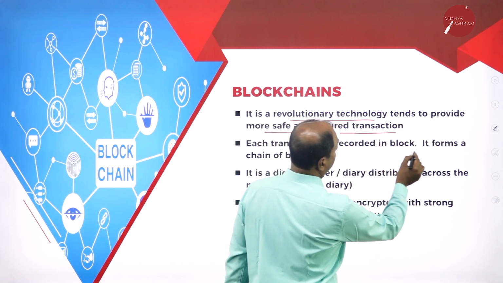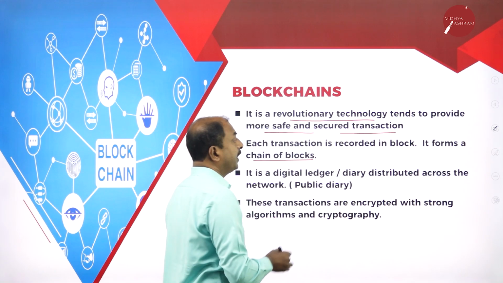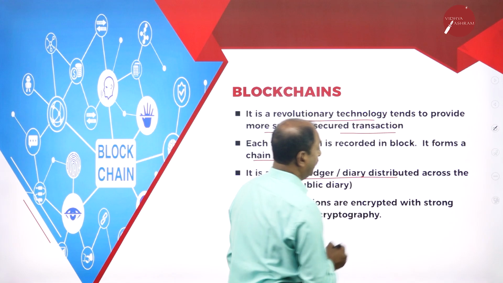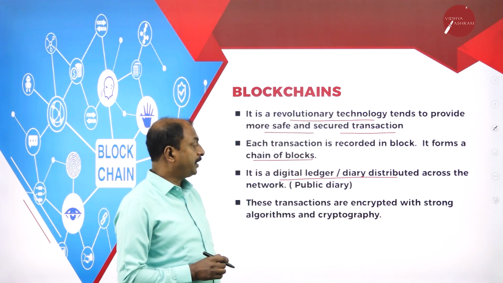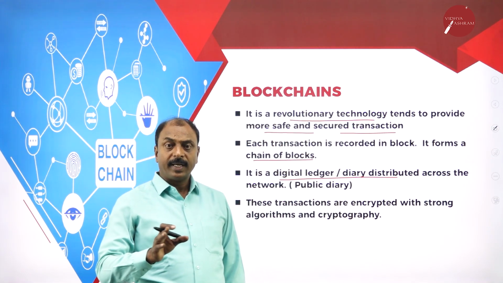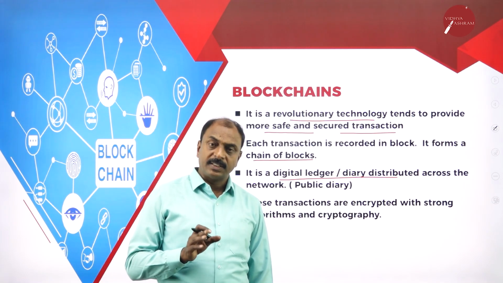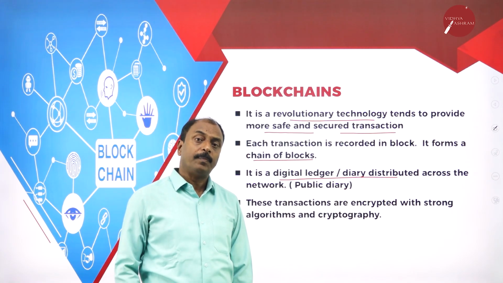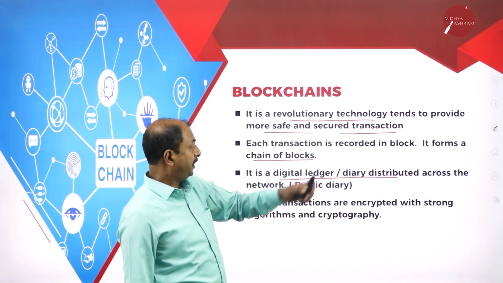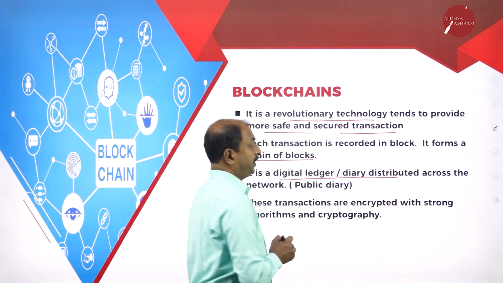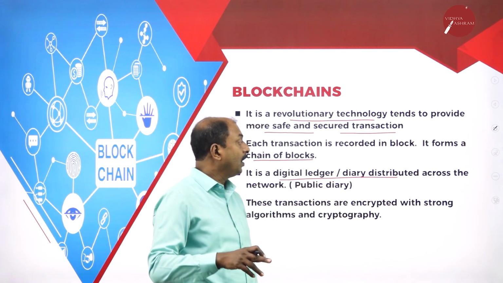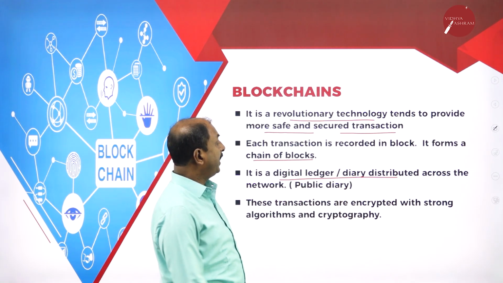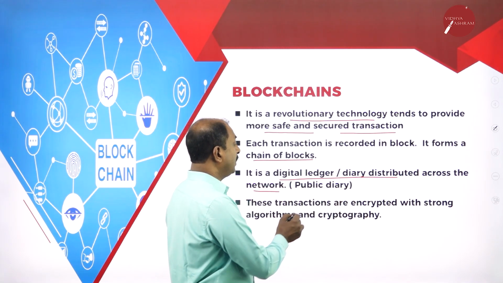Each transaction is recorded in a block. It forms a chain of blocks, as I told you in my previous slide. It is a digital ledger or diary. So what is the meaning of ledger or diary here? If you look at a bank ledger, for example, all the transactions are recorded in a ledger or in a diary. With respect to blockchain, all the transactions carried out in a network are recorded in a digital ledger, called a diary, and it is distributed across the network, meaning a public diary.